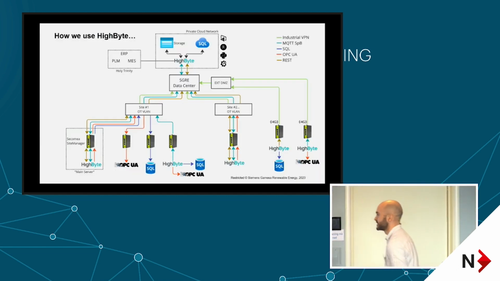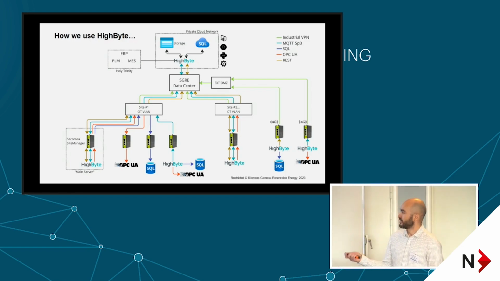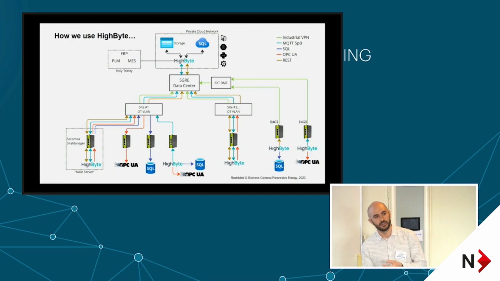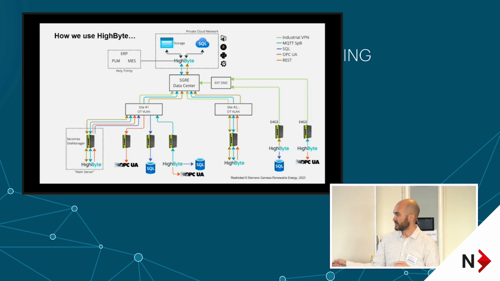Right. So we have HighByte installed differently on each side. So of course we have the classical main server approach, where we have a redundancy main server running virtual machines, running different Docker containers using HighByte. These then go outbound and connect to various PLCs on the control network or OT network using OPC, SQL, or whatever protocol they have to.